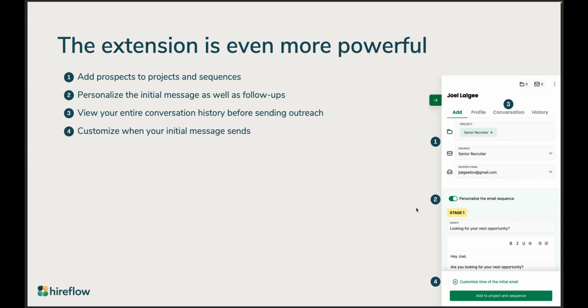There's also been a lot of optimizations in the extension. Now you can add prospects to projects and sequences. You can personalize the initial message as well as follow-ups. And you can customize when your initial message sends. Another feature we built for team collaboration is the Conversation tab. By clicking on the Conversation tab, you can view a complete history of your team's outreach with this prospect.